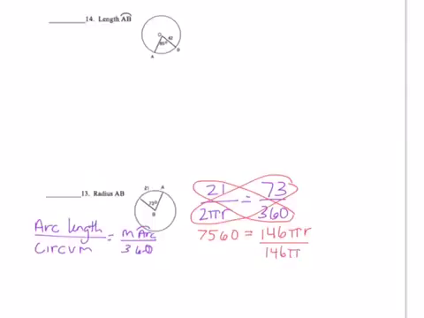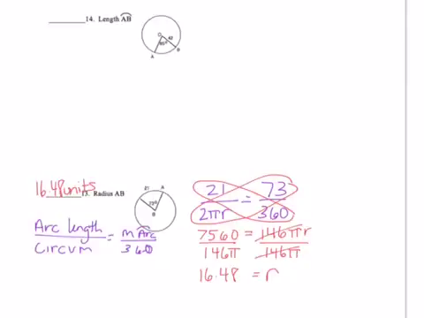So 146 pi. I need to divide by 146 pi to get r alone. So that'll cancel. And when I do that and put it in the calculator, I get an answer of 16.48. So my radius is 16.48 units, because it doesn't give me a unit.